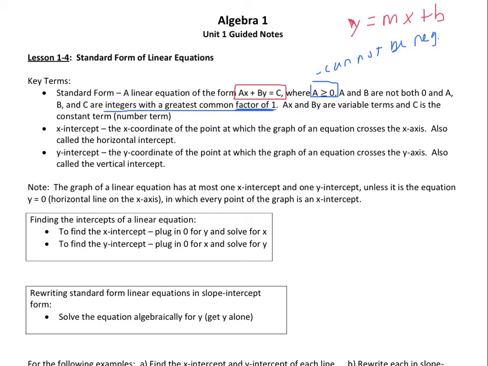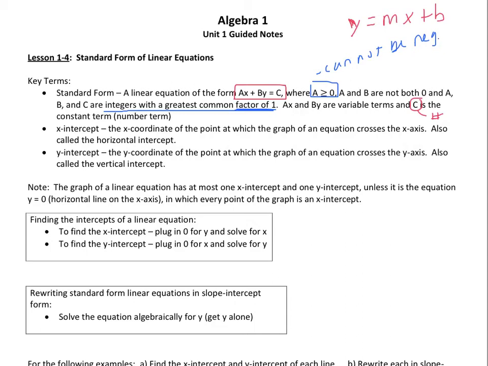So we can't have an a that's a 2, a b that's a 4, and a c that's an 8. They're all divisible by 2. You must do that division and simplify. Ax and by are variable terms, and c is considered the constant. So there is no variable with c, so that would just be a number.